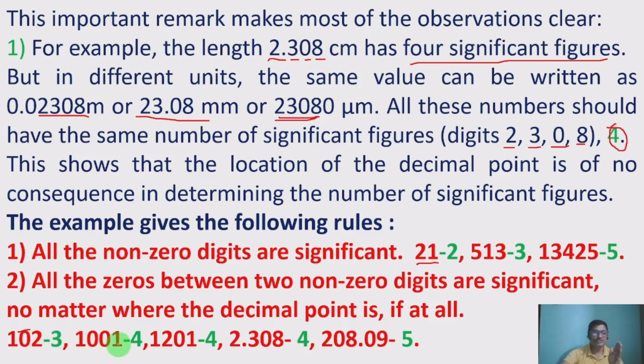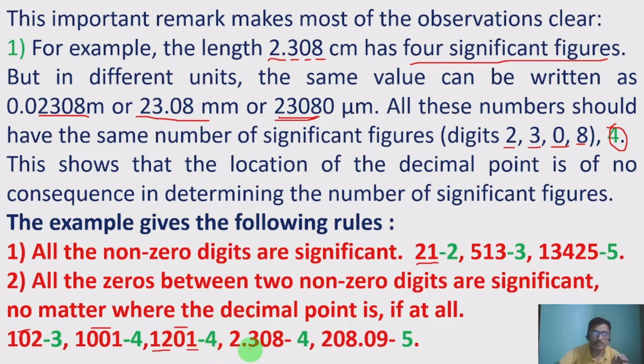Second example, 1001. Here 1 is significant as a non-zero number, and the last one is also significant, it is a non-zero number, and there are two zeros between these two non-zero numbers. Those are also considered significant figures. Therefore, it is four significant figures. And third example, 1201. 1 is significant and 2 is significant and 1 again significant, and 0 is there between the 2 and 1 non-zero digits, so 0 is also significant. There are 4 significant figures.